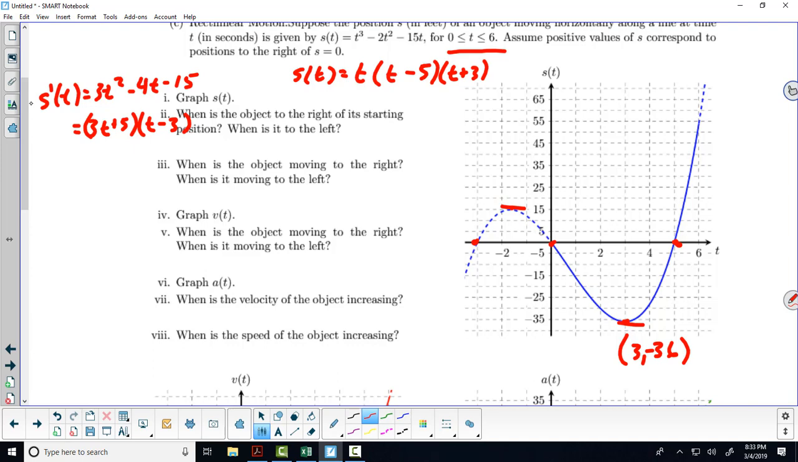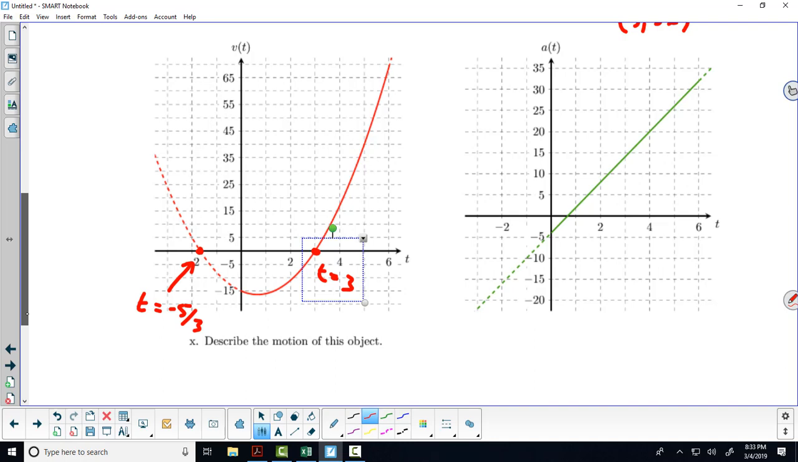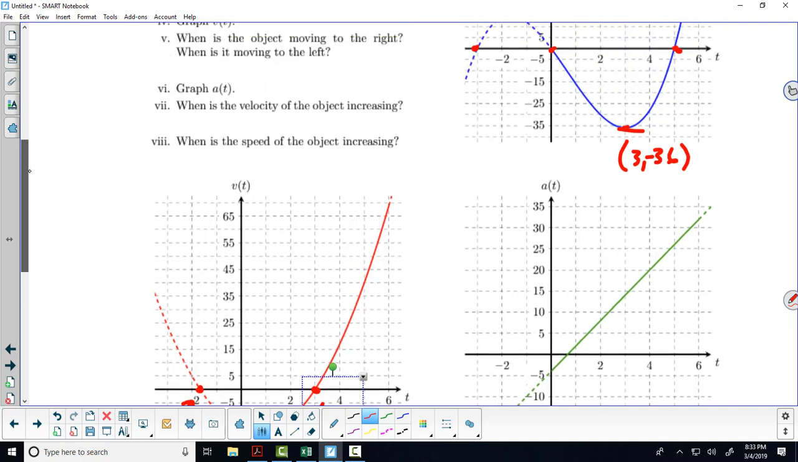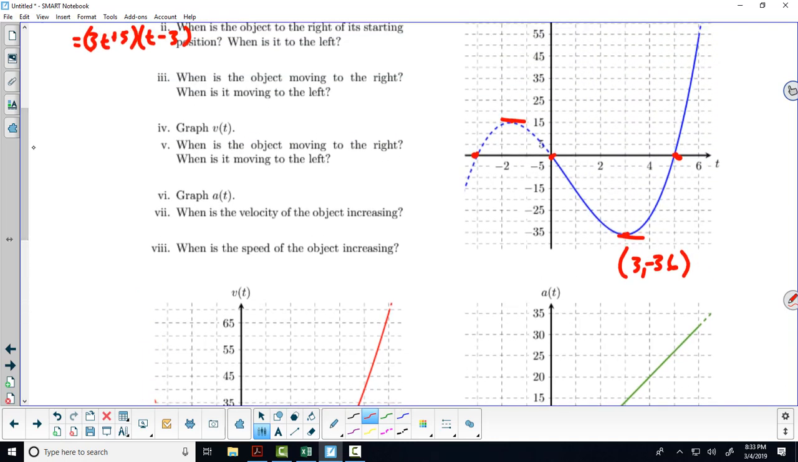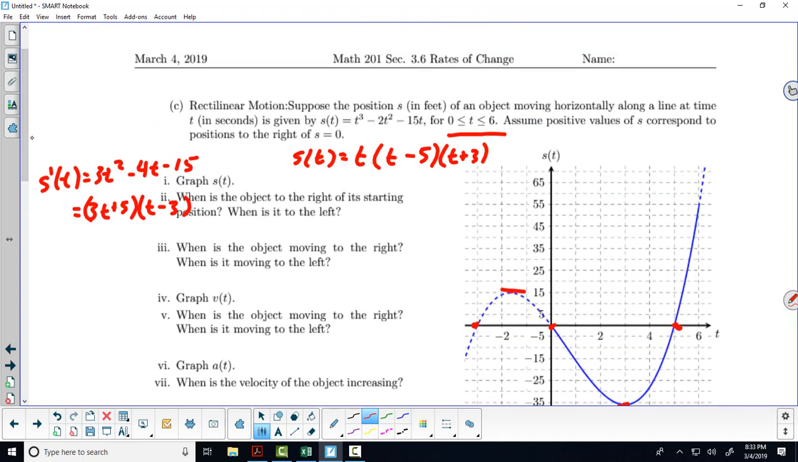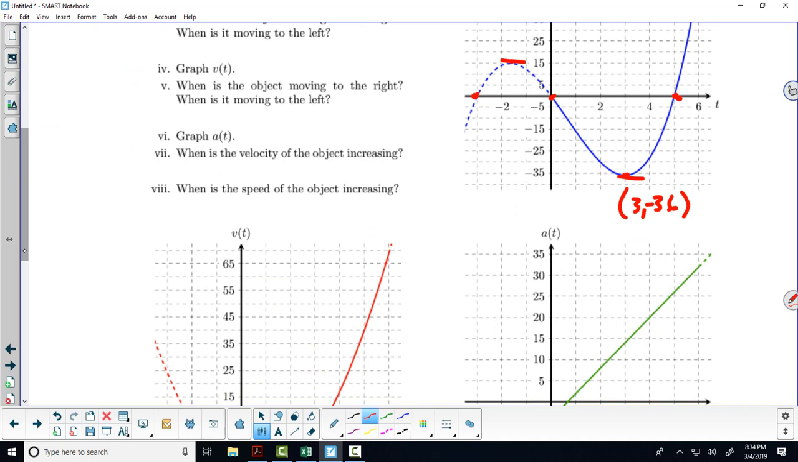So where did the 36 come from? Yeah. So we understand where the 3 came from. That was where the first derivative was 0. If I want to find a y value on a function, what do I do? Plug 3 where? Into the original function. So if I plug 3 into the original function, 27 minus 18 minus 45 gives me negative 36 when you add those together. Great, good question.